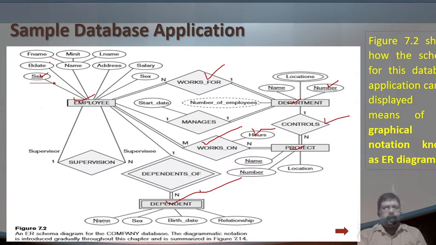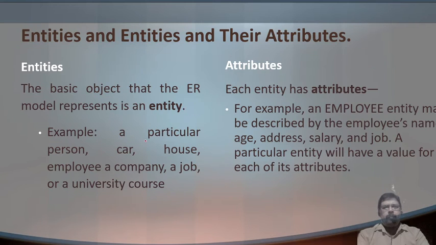And the next topic is the attribute. An entity has some properties, and those properties are called attributes. Such as for an employee entity, the attributes are first name, MINIT, last name, birth date, address, salary, and so on. For entity, the examples given are person, car, house, employee of a company, job, and so on. And as far as attributes are concerned, if you consider the employee entity, the attributes are age, address, name, and all these things shown in the ER diagram.